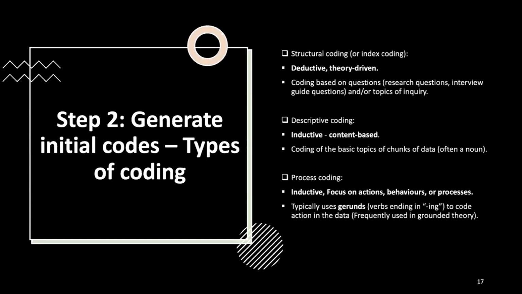And then another type of coding is process coding. Here, this type of coding is inductive. It focuses on actions, behaviors, or processes. And this typically uses gerunds, which are verbs ending in -ing. So we typically use gerunds to code action in the data, and this is frequently used in grounded theory.